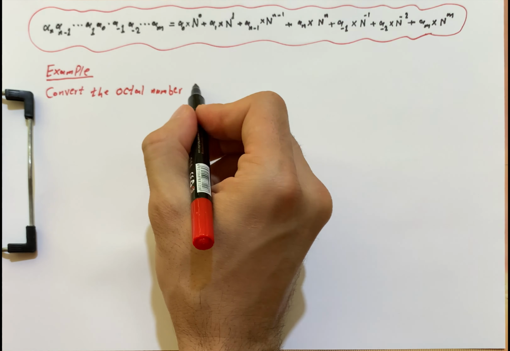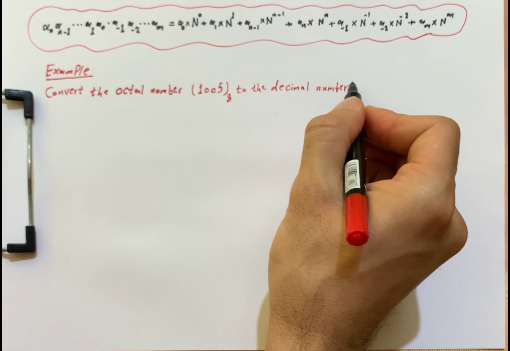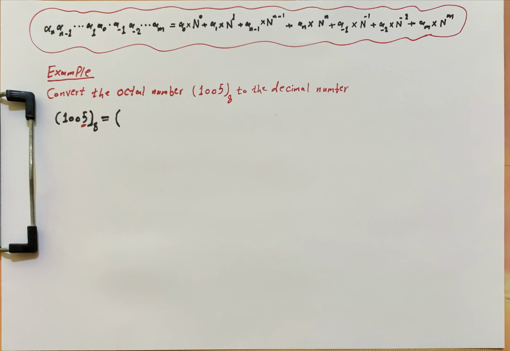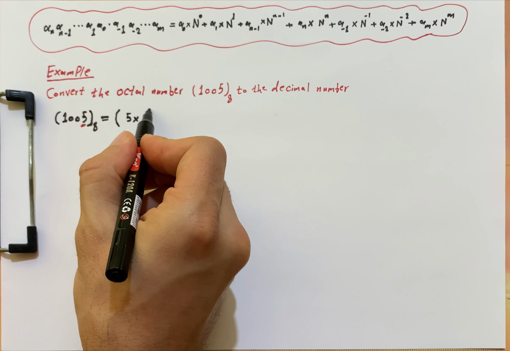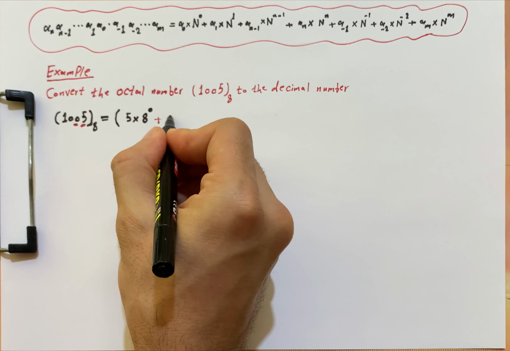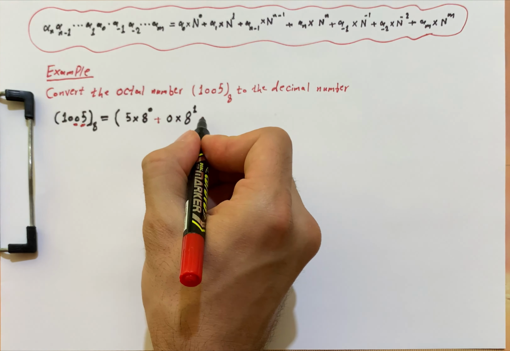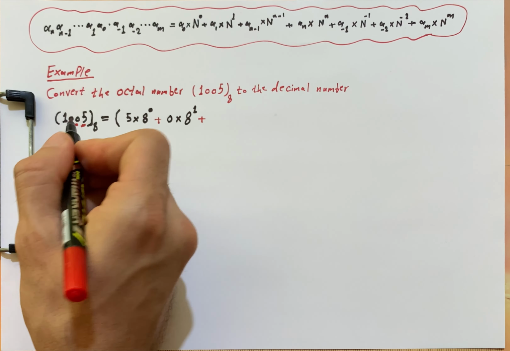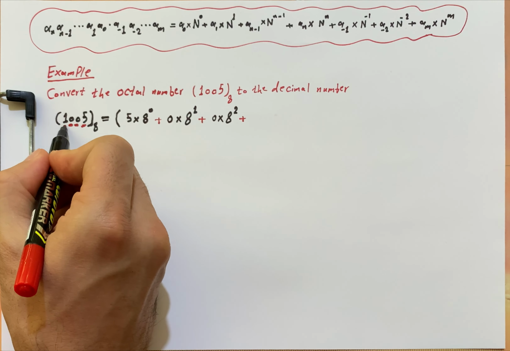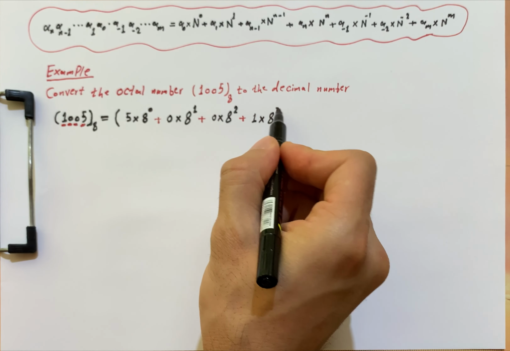Convert the octal number 1005 to the decimal number. By applying the above law, we take the first right digit, this 5, and multiply it by the base 8 to the power of 0, plus the next left digit, this 0, multiply it by the base 8 to the power of 1, plus the next left digit, this 0, multiply it by the base 8 to the power of 2, plus the last digit, this 1, multiply it by the base 8 to the power of 3.